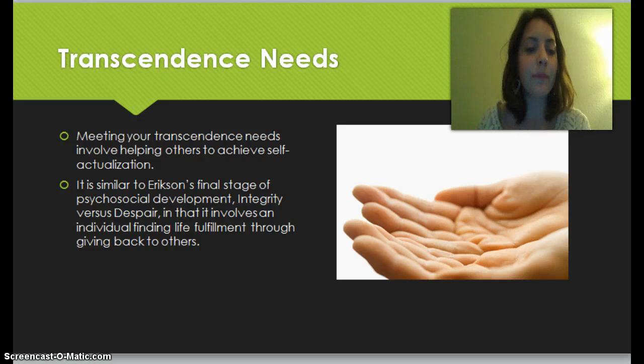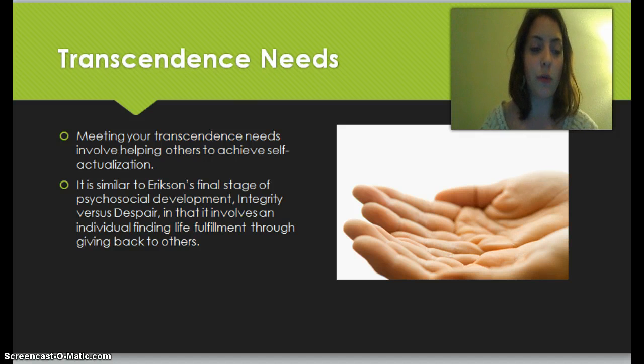After self-actualization, we are able to pursue our need for transcendence, which is the highest, obviously most difficult to achieve level. Meeting your transcendence needs involves helping others to achieve self-actualization. I thought this level was similar to Erikson's final stage of psychosocial development, integrity versus despair, in that it involves an individual finding life fulfillment and giving back to others. The only way you're able to reach this level is if you yourself have reached self-actualization, and then you are able to reach out and later help others to achieve that same goal.